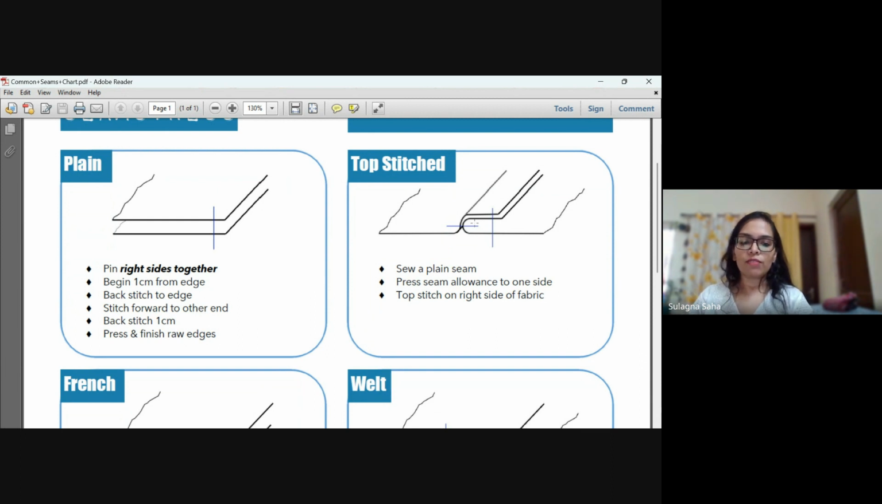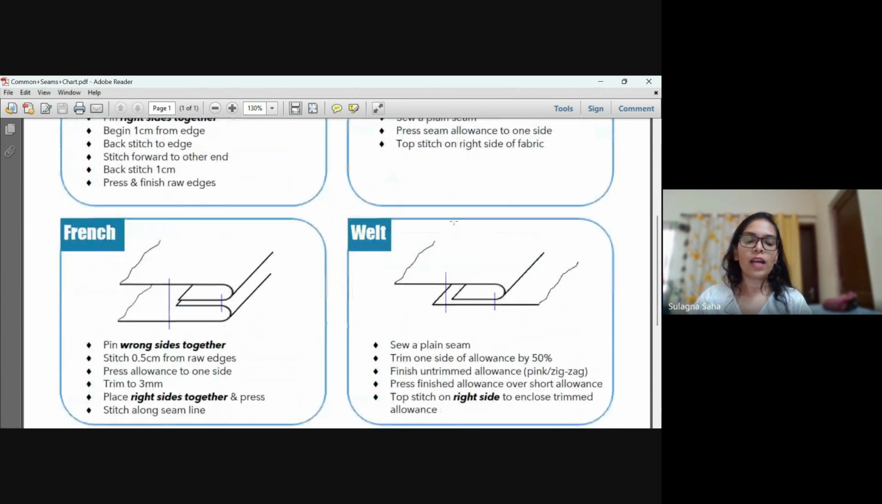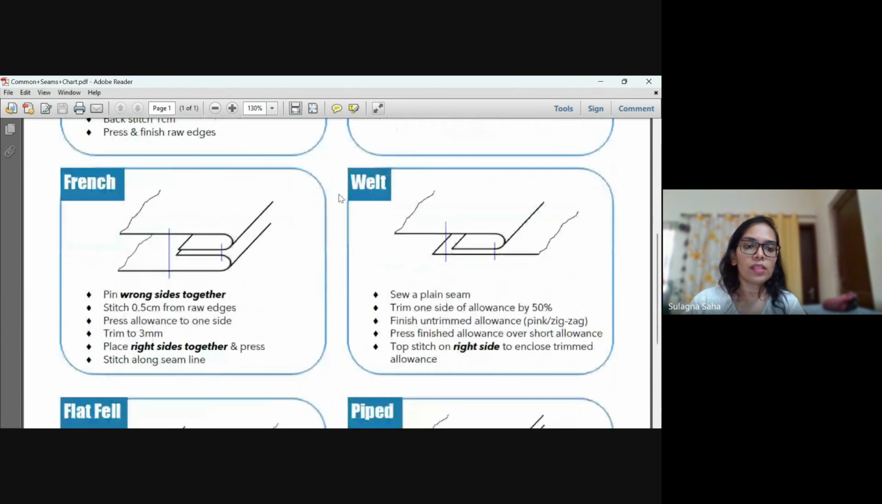Next, we can have the front seam. Now look at how a front seam looks. Till now, can you see this part of the screen where the front seam is visible? Yes, ma'am. Is it visible to all of you? Yes, ma'am.